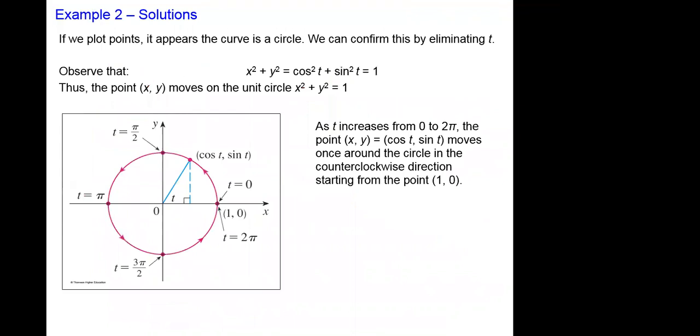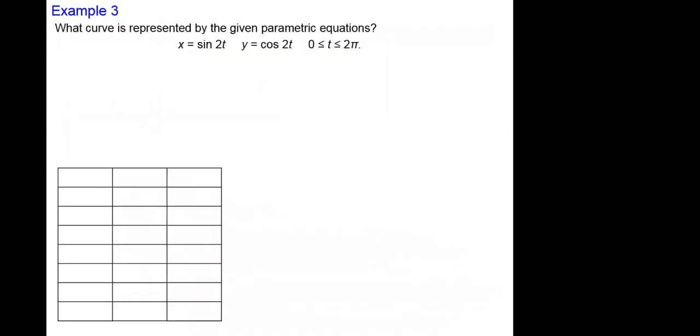Okay, let's keep moving. I really want you to know how to draw a parametric curve and eliminate the parameter. Okay, I have another one. What curve is represented by this parametric equation? x is defined as sine of 2t, and y is defined as cosine of 2t. Again, we have the restriction from 0 to 2 pi.